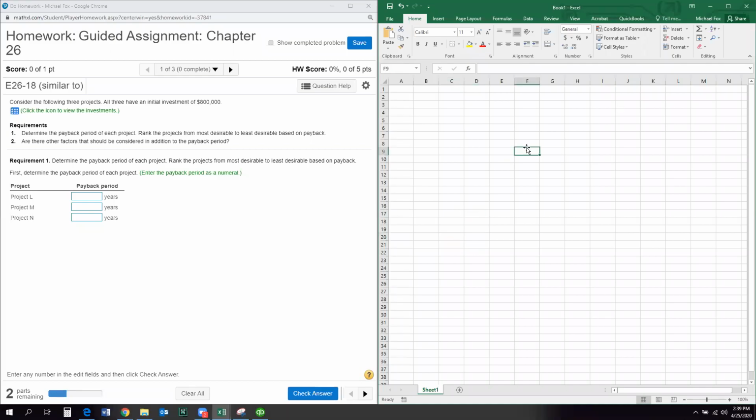Hey guys, here's the guided assignment for chapter 26. So there's three problems. They're all related to the time value of money, or at least how we evaluate investments. Anyway, so we'll just jump into it.